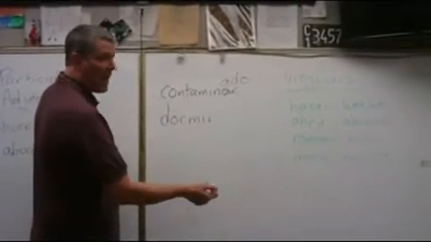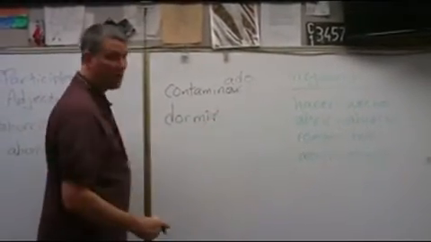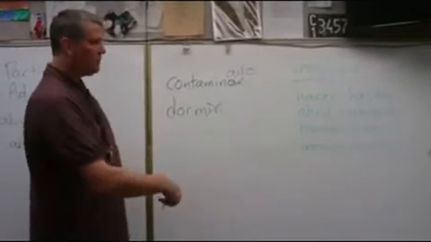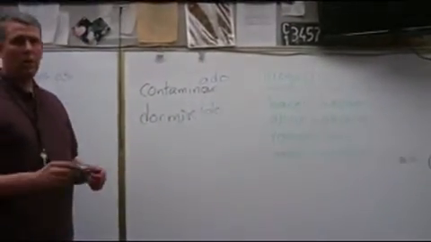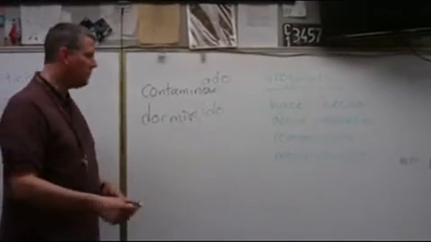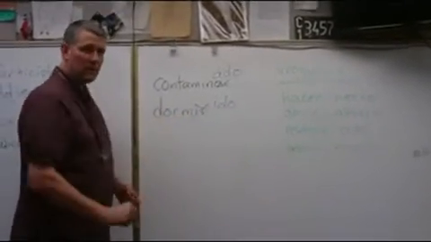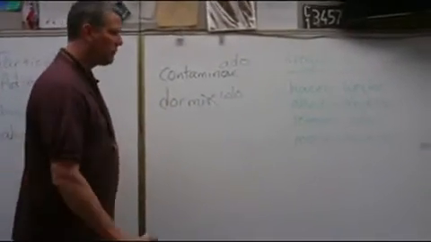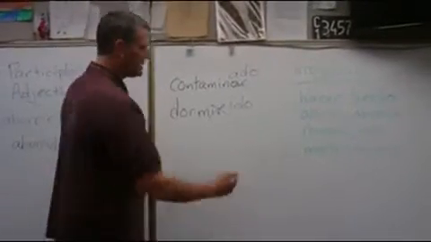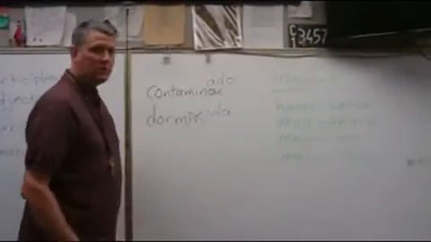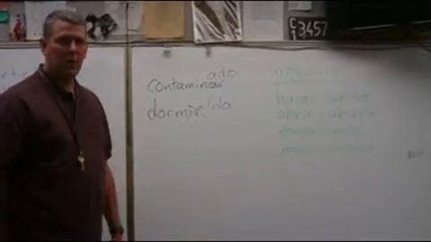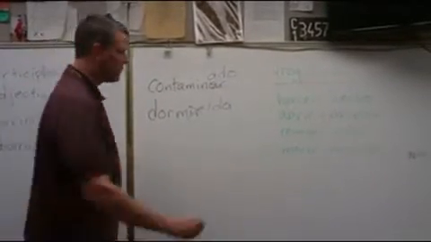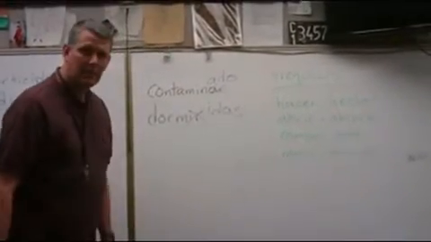For dormir, for an IR verb, or an ER verb, the process is the same. We drop the IR and we add IDO, okay? So if we wanted to refer to something that is asleep, we would say that it is dormido. But wait, there's more. What if we're talking about something that is feminine that is asleep? Well, that adjective is going to have to change to agree with the noun it's describing. If we're talking about a bunch of sleeping girls, we'll say that they are dormidas, okay?